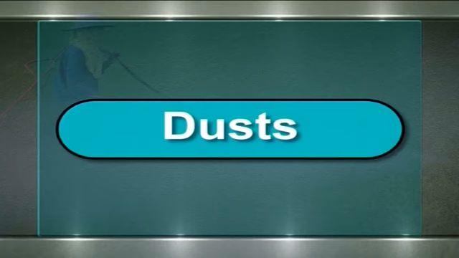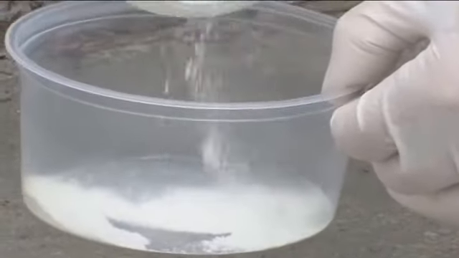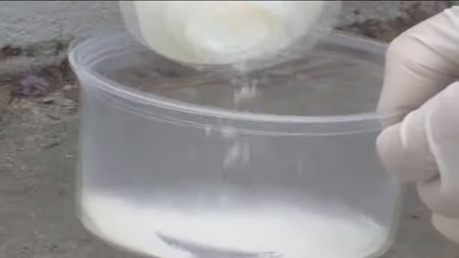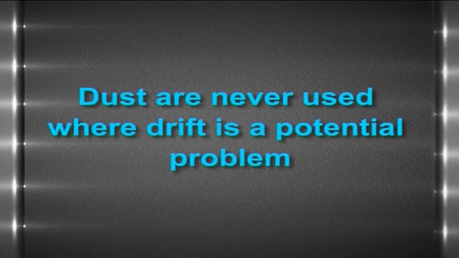Next is dust. Pesticides formulated as dust are finely ground mixtures of active ingredient and a carrier material. Dust formulations are intended for direct application without further mixing. Dusts are never used where drift is a potential problem. For this reason, herbicides are not formulated as dust.